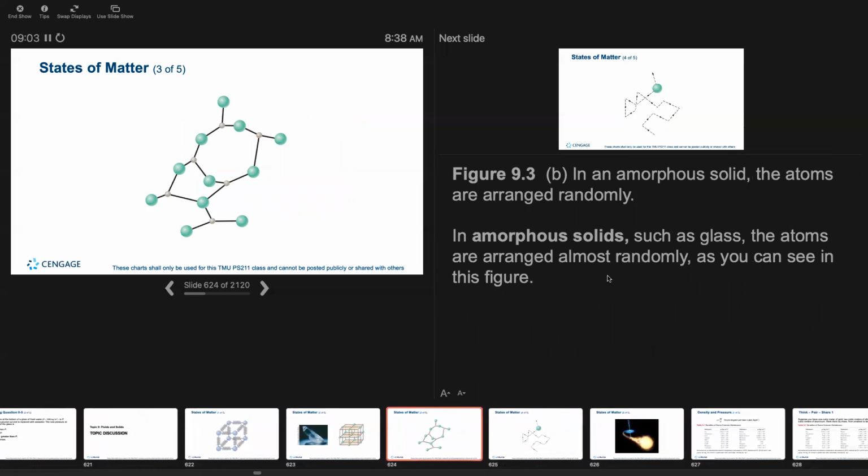So here's an amorphous solid example. The atoms are arranged randomly. So in an amorphous solid such as glass, the atoms are arranged almost randomly, as you can see in the figure.